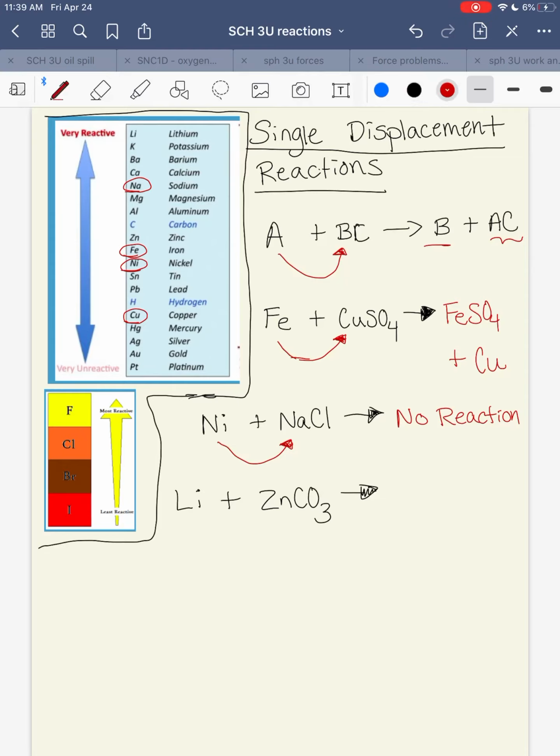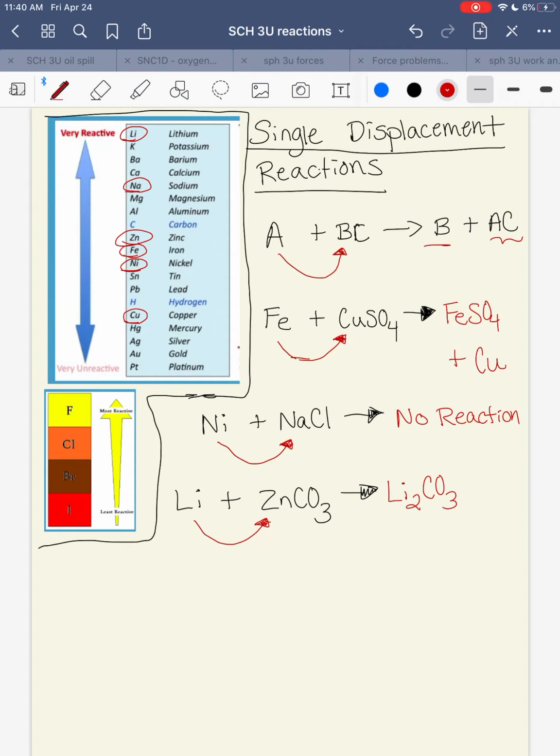Okay, so we're going to try and react lithium with our zinc carbonate. If this reaction is going to happen, lithium is going to have to replace our zinc. So we need to look for zinc and lithium on our activity series. We've got lithium right at the very top, and then zinc. Lithium is more reactive than zinc, so lithium is going to be able to replace our zinc. So we're going to create lithium carbonate.